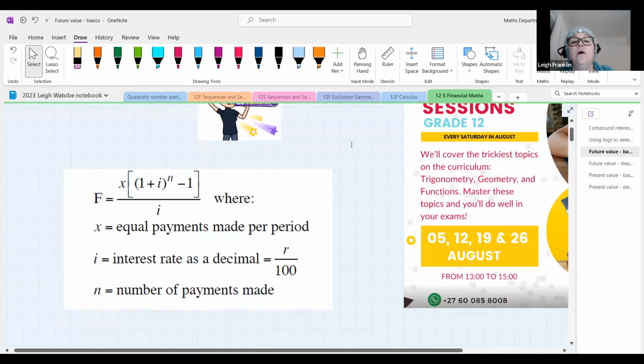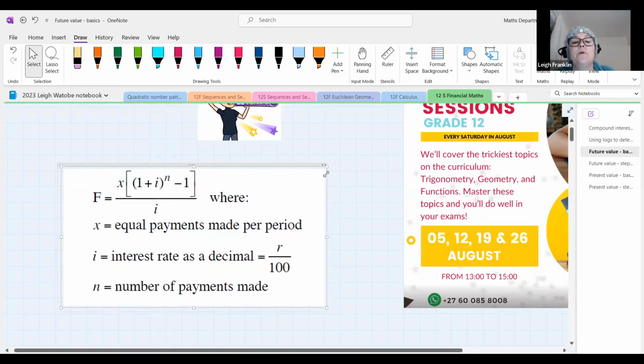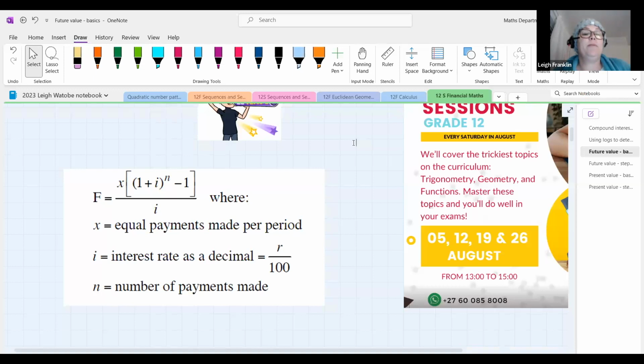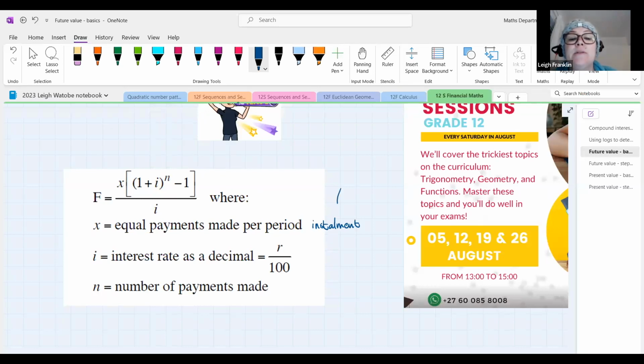It's on your formula sheet. F equals X times [(1 plus i) to the n minus 1] over i, where X equals the equal payments per period. The other word that we use there is installment. The word installment means a regular payment, like a monthly payment on something.